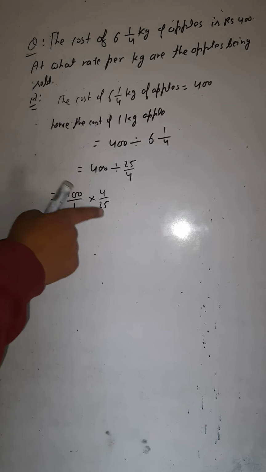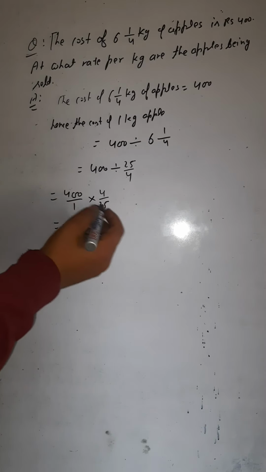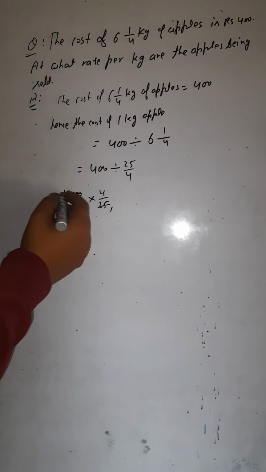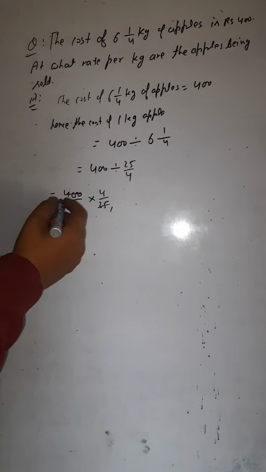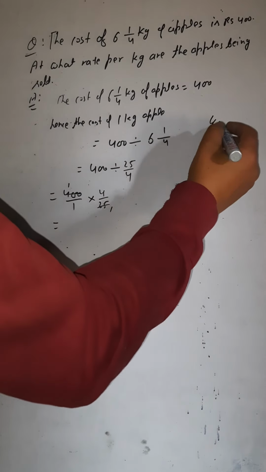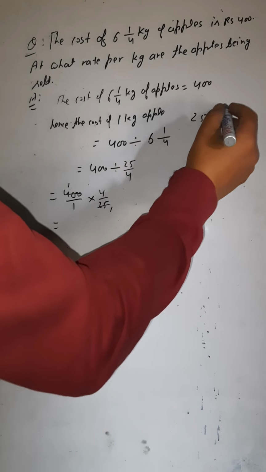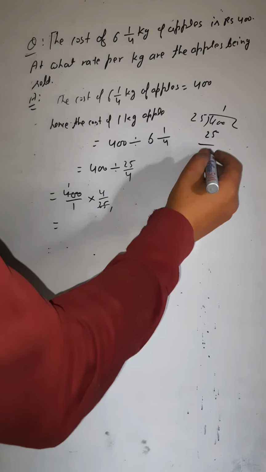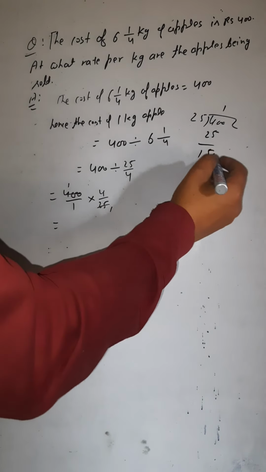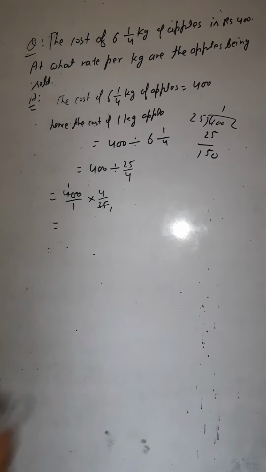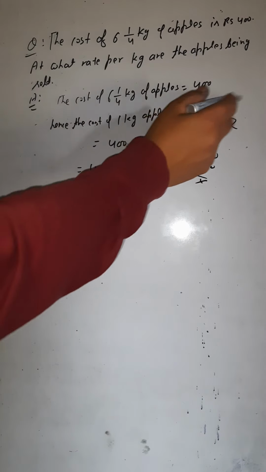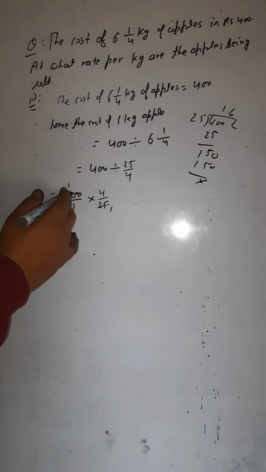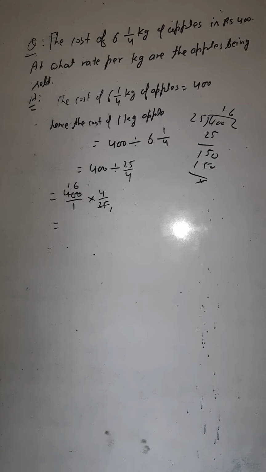Because 400 is divisible by 25. Like here, both are divisible by 25. 25 1s are 25, and you can cut this 400 by 25 also. How many times is it divisible? Just divide it here. 400 by 25. 25 1 times 25. How much is the remainder? 15 is the remainder. So 0 would be there. Now how many times? 25 6s are 150. So how many times is it divisible? 16 times. So 25 16s are 400. Okay. Now multiply this.